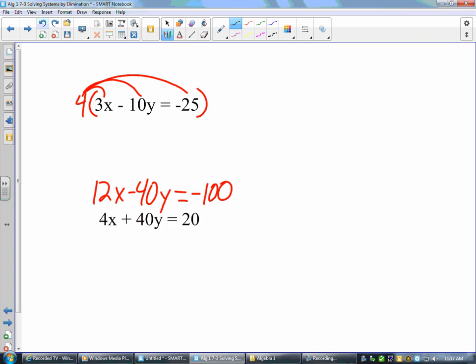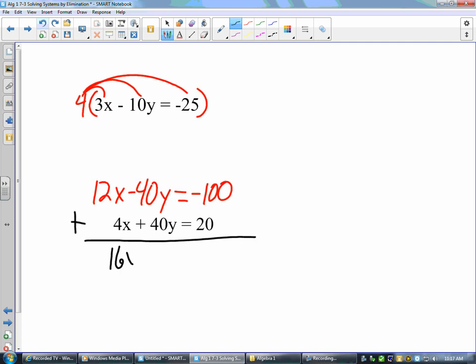Then you can bring this second formula down, the equation, and add them together. 12x plus 4x is 16x's. A minus 40y and a plus 40y make a 0. Those go away. And a minus 100 plus 20 is going to be a minus 80. Divide by 16. Divide by 16. X will equal a negative 5. X is negative 5.